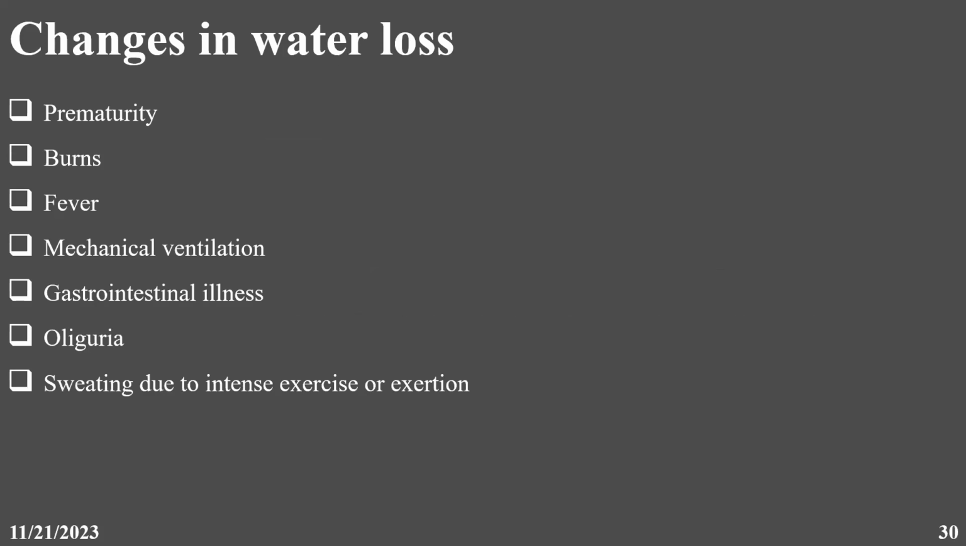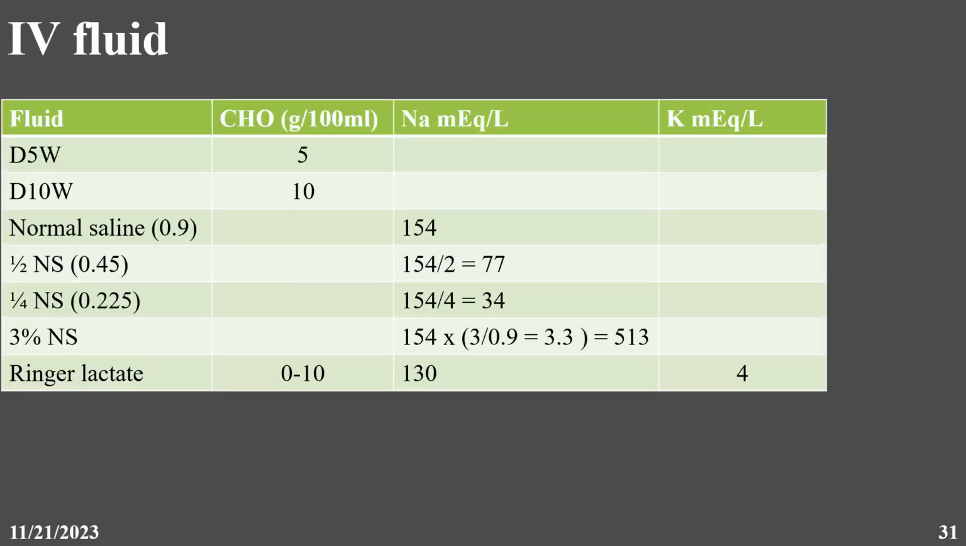Now, changes in water loss: if you have prematurity, burn, fever, if you are mechanically ventilated, if you have gastrointestinal problems, oliguria, or sweating, all can change the water loss. Okay, so I don't want to go into details of this, but these are the fluids that we give. We give D5W, D5 dextrose water. We give D10W, we give normal saline, and it's usually 0.9.